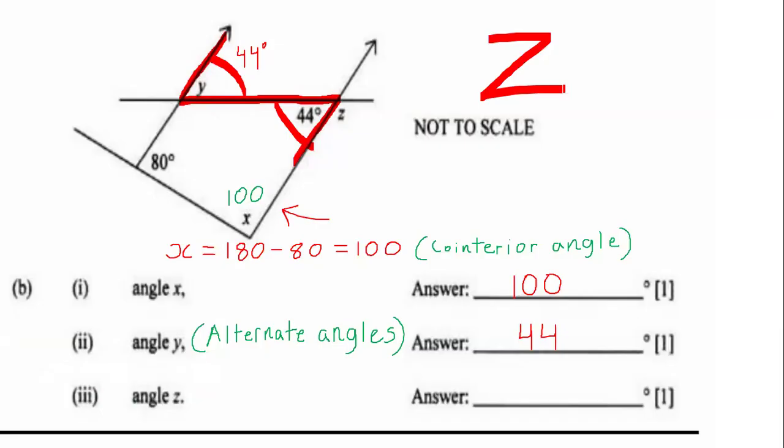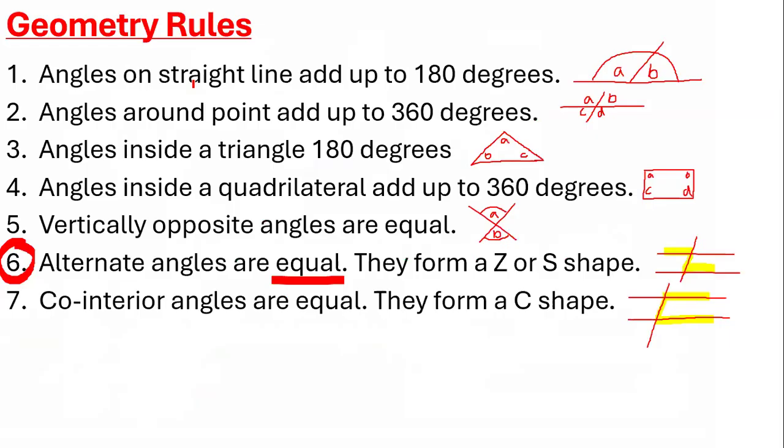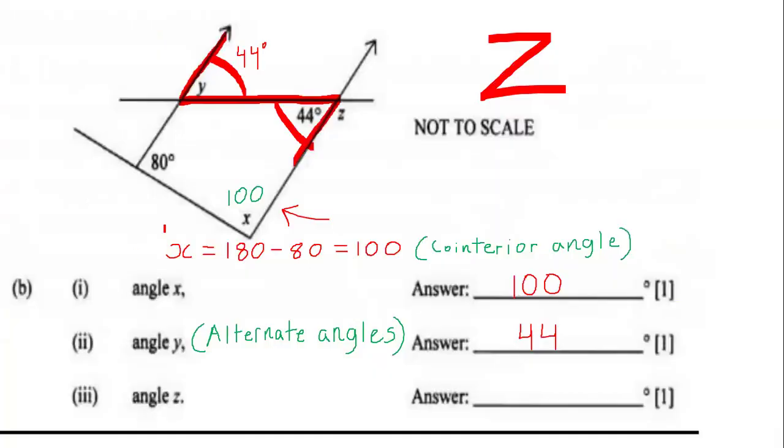It's a Z shape. What do we know about Z shape? This is number 6. We call them alternate angles. Alternate angles are equal. Very good. So that means that if we know this is 44, what must y be equal to if they're equal?